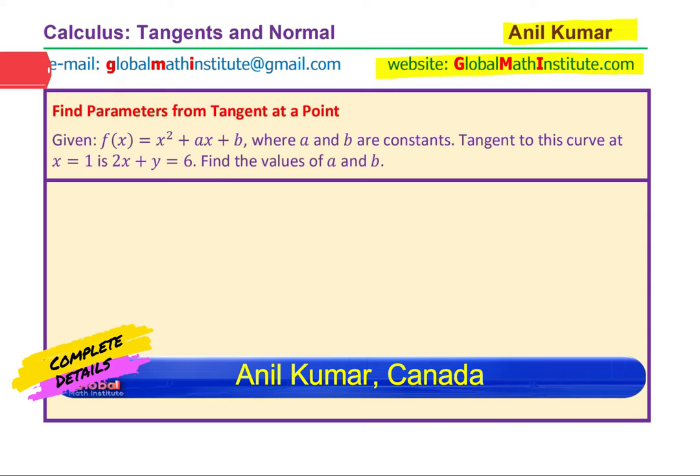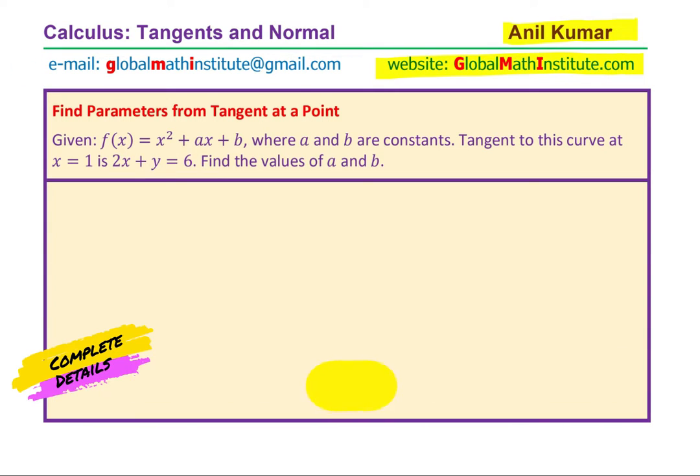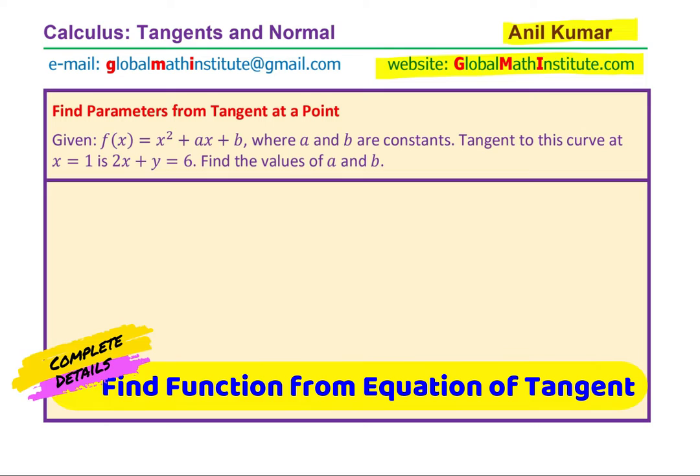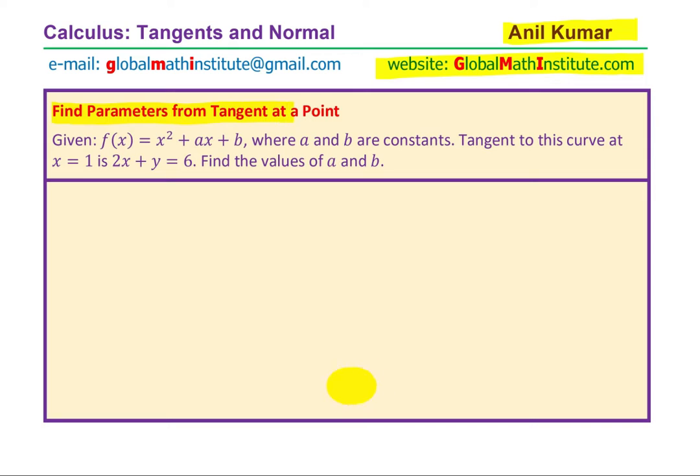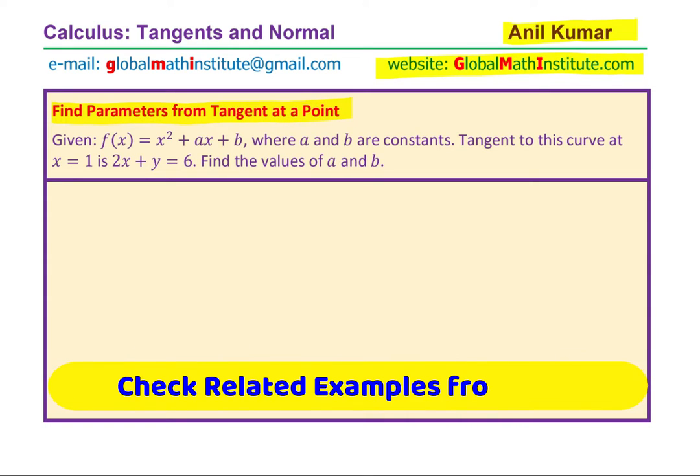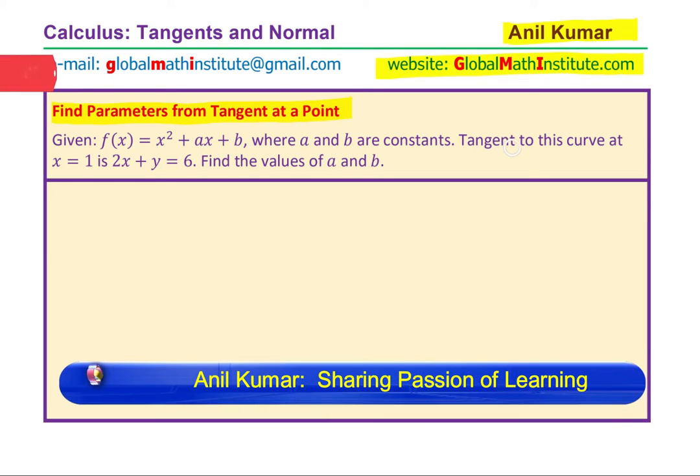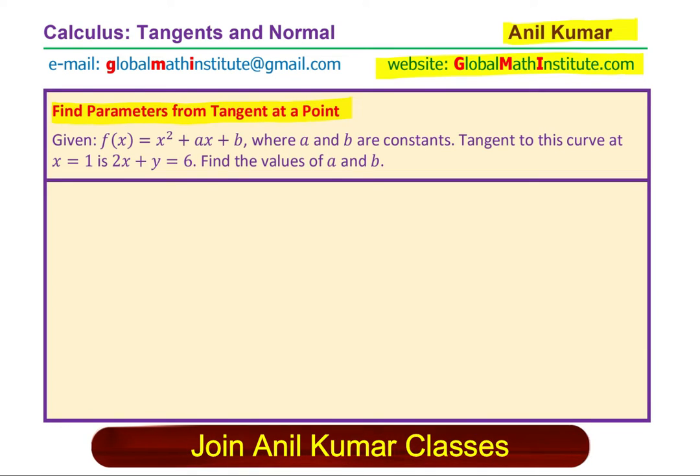In this video, we'll consider a very interesting question where the equation of tangent is given to us and we need to find the parameters. The question here is, f of x equals x squared plus ax plus b, where a and b are constants. Tangent to this curve at x equals 1 is 2x plus y equals 6. Find the values of a and b. You can always pause the video, answer the question, and then check with my solution.